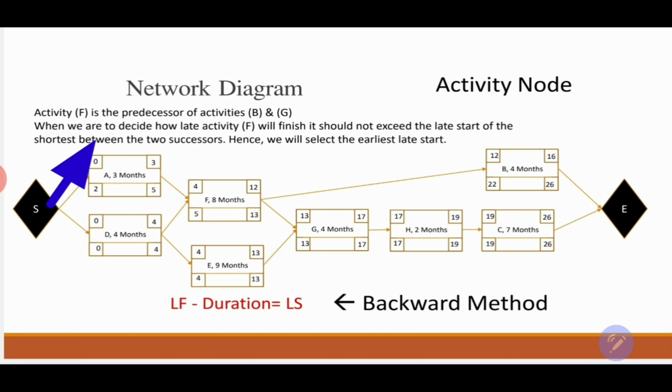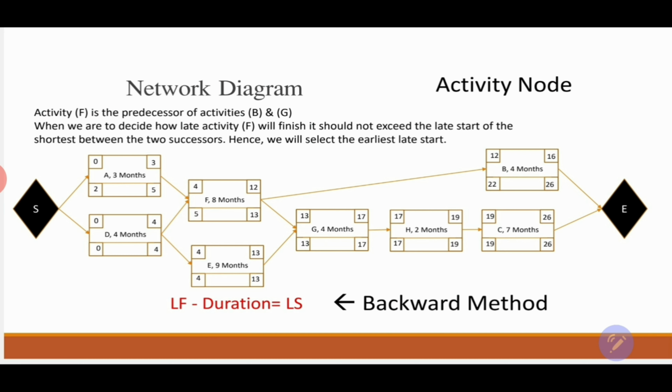If I'm going backward and I have multiple successors, I'm going to select the shortest or the lowest number between all the late starts of all the successors, and that's going to be the late finish of the predecessor. In our case here we have activity B, which has a late start of 22, and activity G, which has a late start of 13. We're going to select the lowest late start between these two activities. If I have 3, 4, 5, 6, whatever activities that I have, I'm going to select the lowest one.